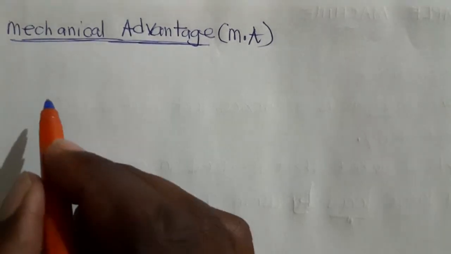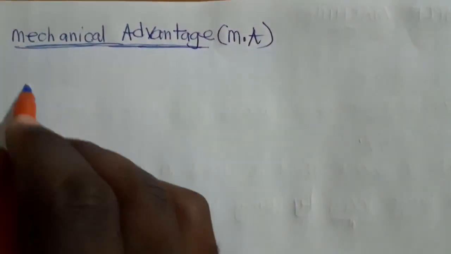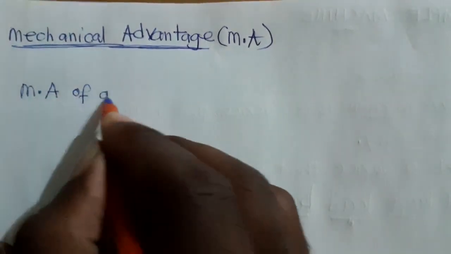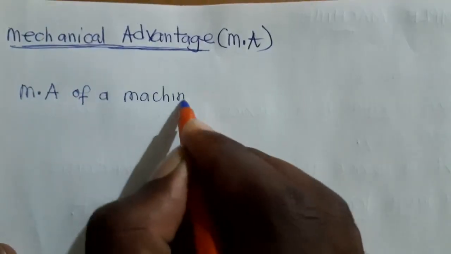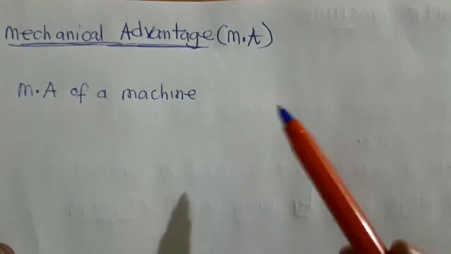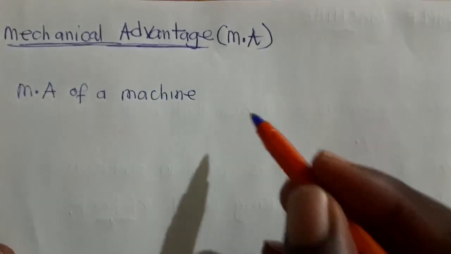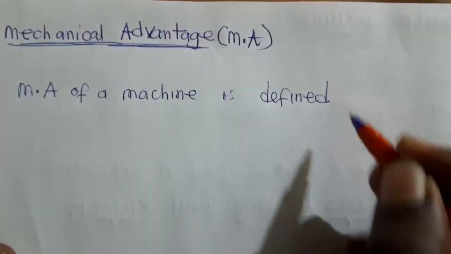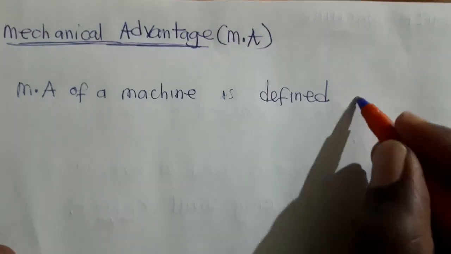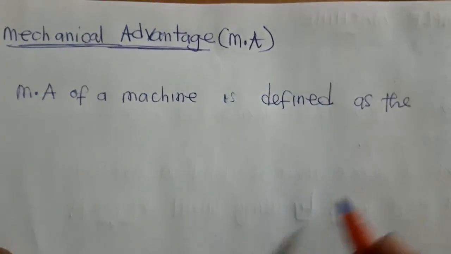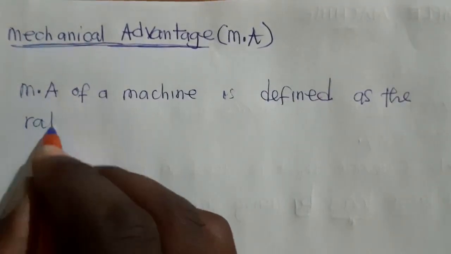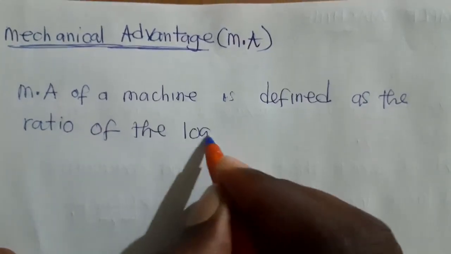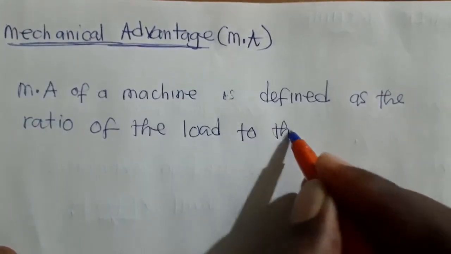So you complete this. When I say MA, I mean mechanical advantage. We are talking about machines. So mechanical advantage of a machine is defined. These definitions, you need to know them. It is defined as the ratio of the load to the effort.